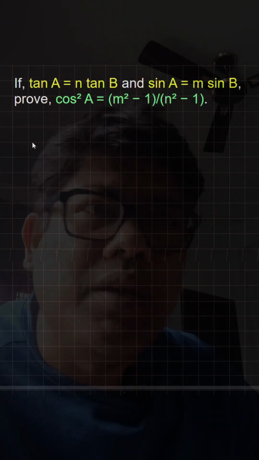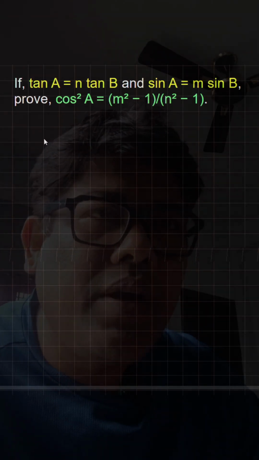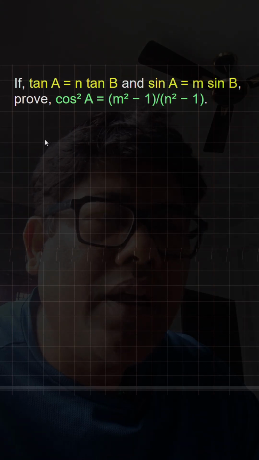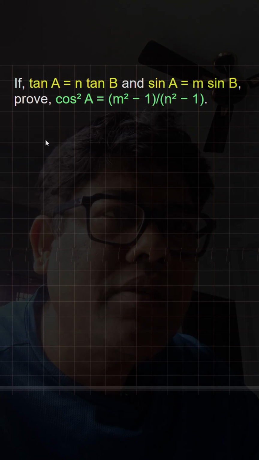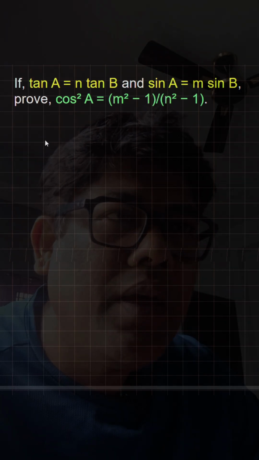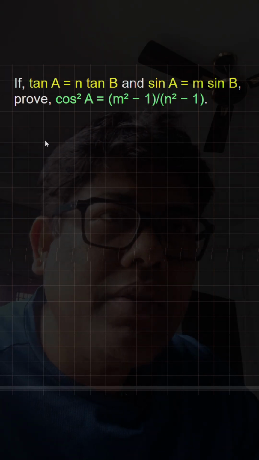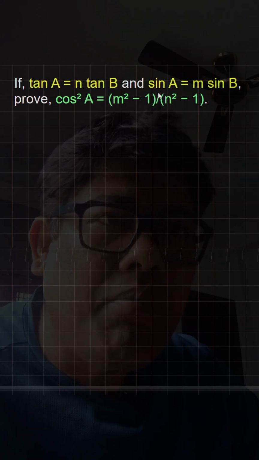Now this one is intimidating. Now we have been provided that tan A is equal to n tan B and sin A is equal to m sin B, and we need to prove cos square A is equal to m square minus 1 divided by n square minus 1.